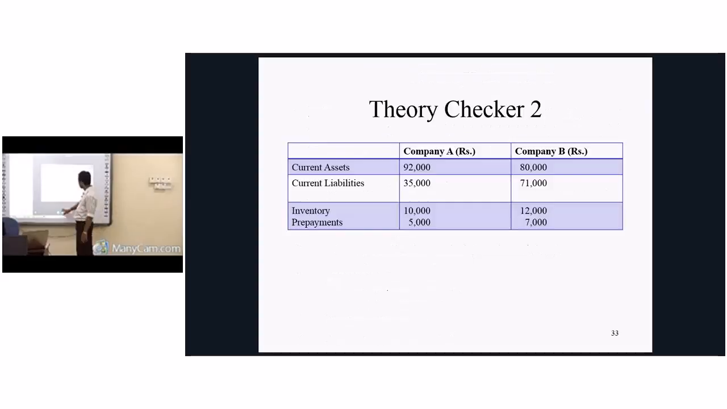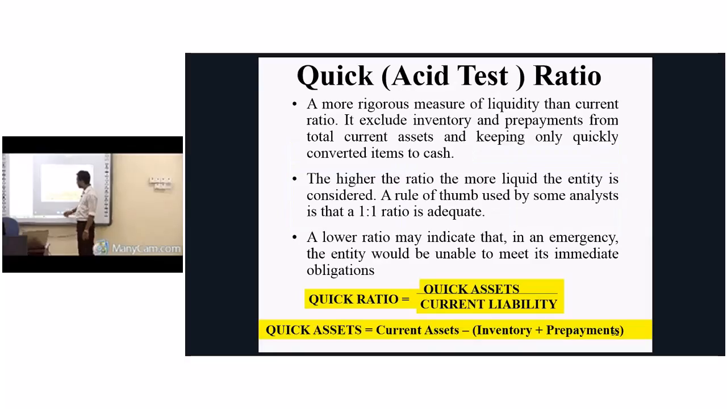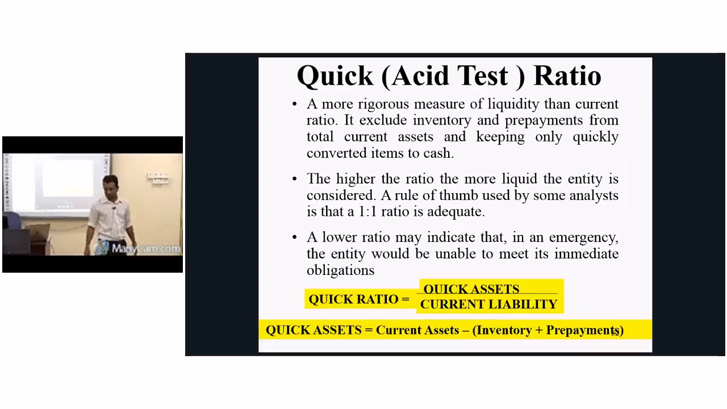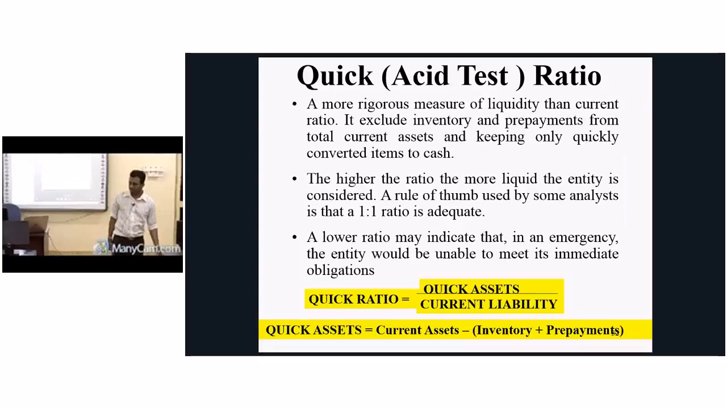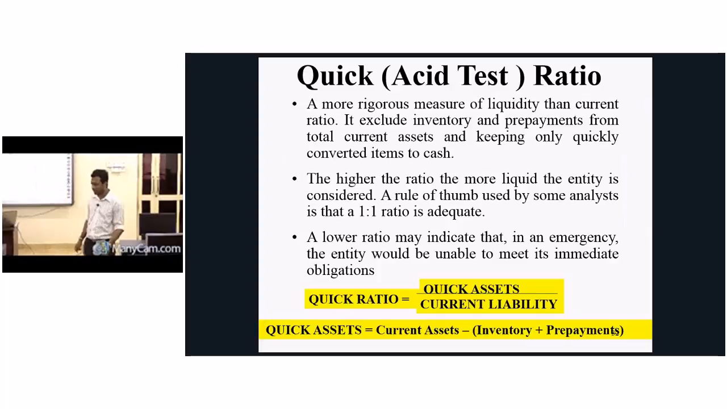Acid test also there. Then there is another one, it is called super liquid ratio. This is cash. This is acid test, no? Or quick asset. Means removing inventories and prepayments compared to other assets. These are actually less liquid. So therefore we remove these two.